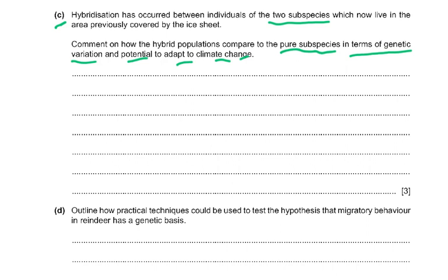So the hybrid populations have more genetic variation, or more alleles. They have alleles from both the subspecies. They have more potential to adapt. Then the alleles for migration may let some find new habitats. The alleles for warm and cold, or for different temperatures, are present in them. That is why they can survive in this area which was previously covered by the ice sheet.